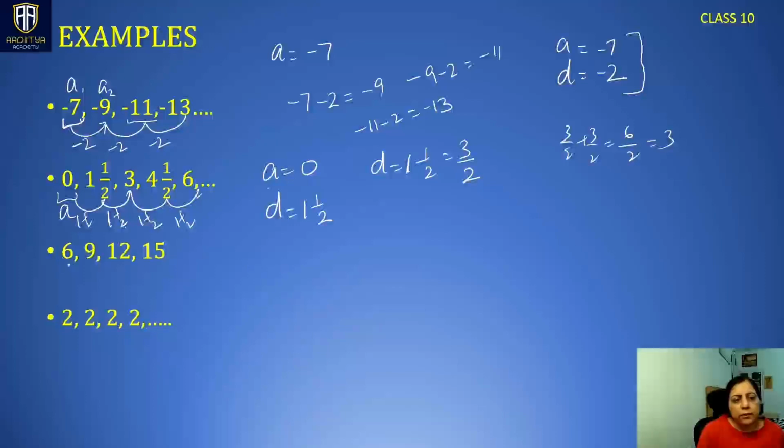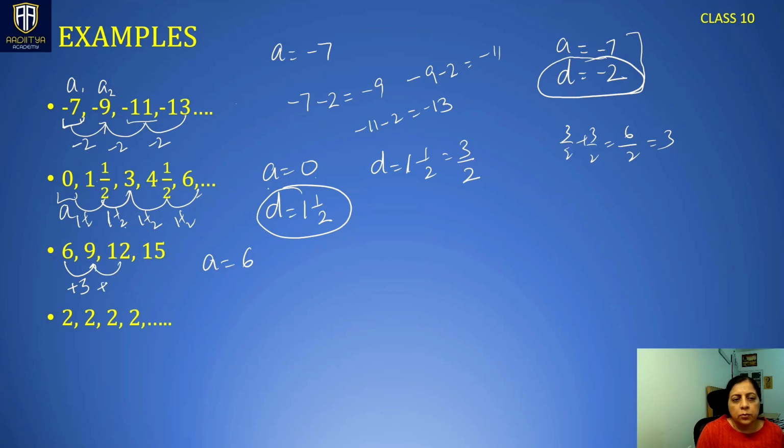Right. Next, here you can see that your common difference is negative. In the second case, the common difference D can be negative, positive, or 0. So this one is 6, 9. The first term A is 6. What should I add here to get 9? It is plus 3. 9 plus 3 becomes 12, and 12 plus 3 becomes 15. So in this case, the first term is 6 and the common difference is plus 3.